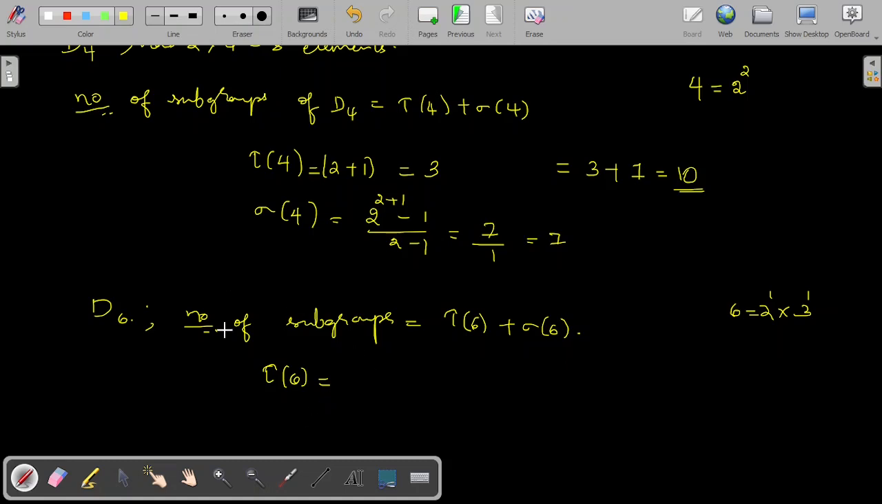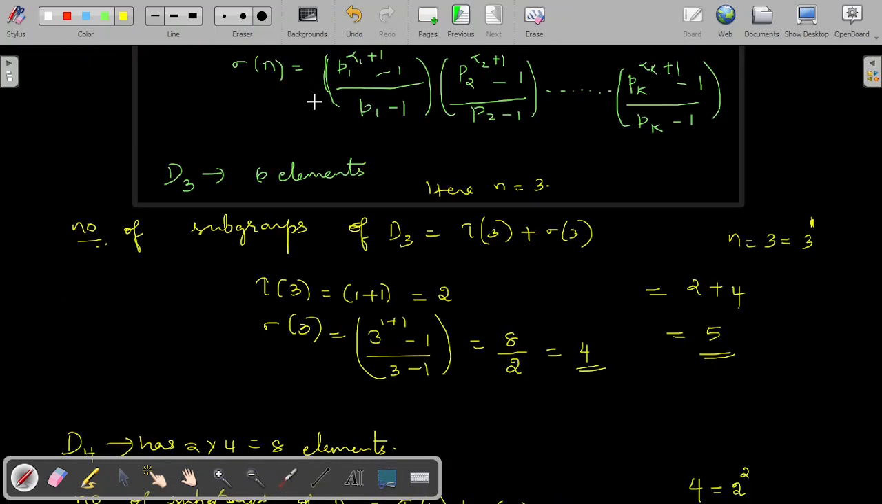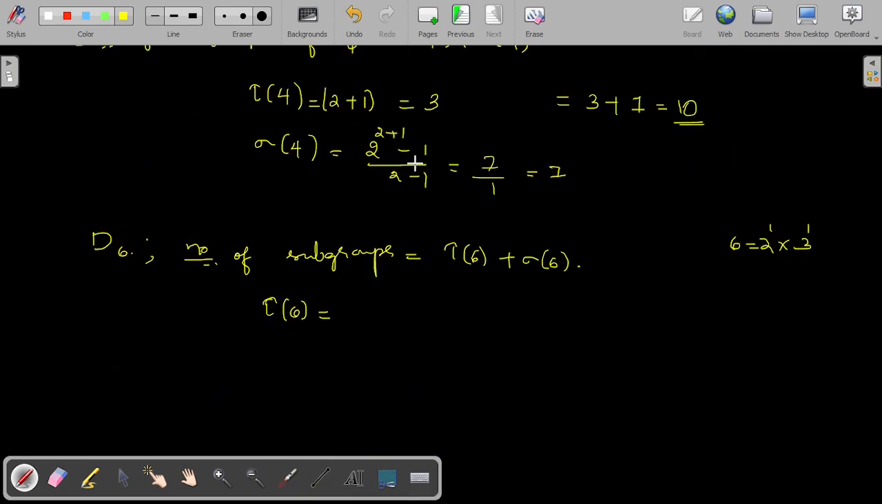I told you the formula is (alpha1 plus 1) into (alpha2 plus 1). Alpha1 is the power of the first prime. It is of the form p1^alpha1 into p2^alpha2. So for finding the number of positive divisors, I don't want p1, p2. I want just the powers, alpha1, alpha2. Alpha1 is 1, alpha2 is also 1. So I have to add 1 to each power. Both are equal to 1. So 1 plus 1 into 1 plus 1. That is 2 into 2. There are 4 positive divisors for 6.